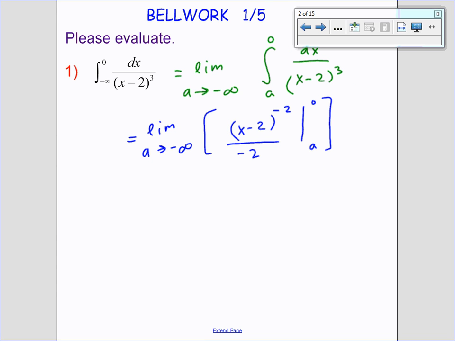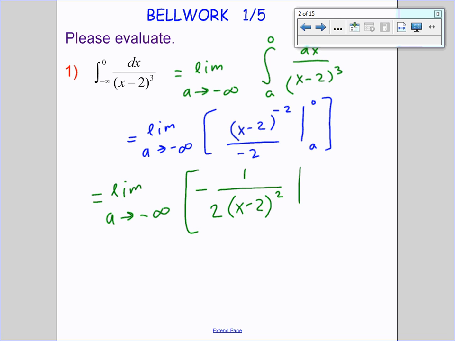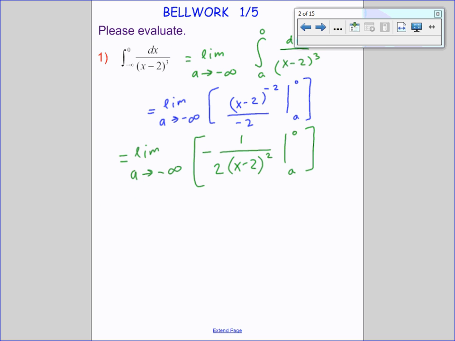Which means we have the limit as a goes to negative infinity of, I'm going to write this a little bit nicer. What could we say? Negative 1 over 2 times quantity x minus 2 squared. Is that better? Is that equivalent? From a to 0? All right, time for the evaluation.